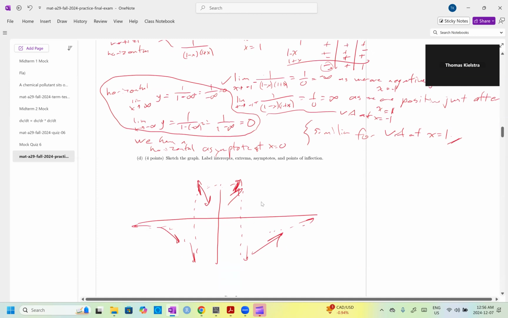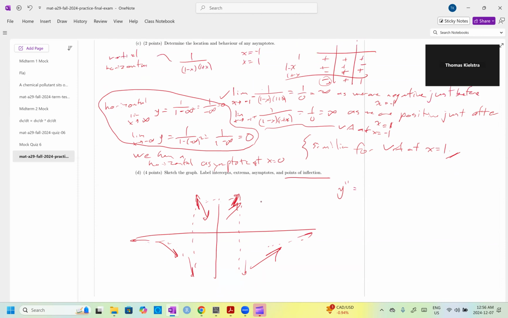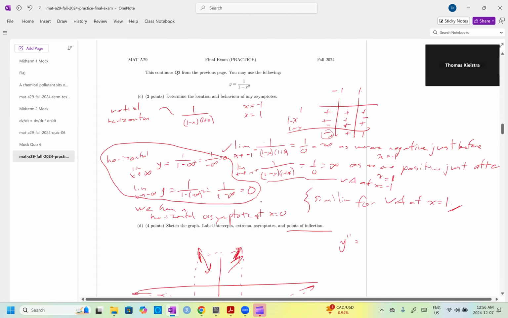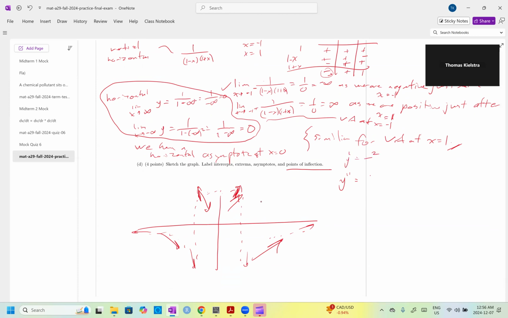The last thing I have is points of inflection. Are there any points of inflection, and where are we concave up? To do this, I need to look at y double prime. This is the second derivative of my function. For this, some will like quotient rule, some will like product rule. We have y prime equals 2x over (1 minus x squared) squared.